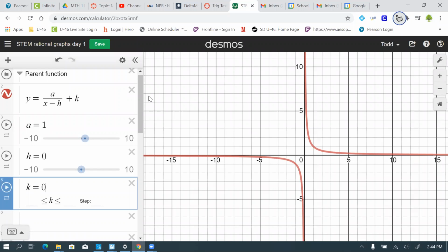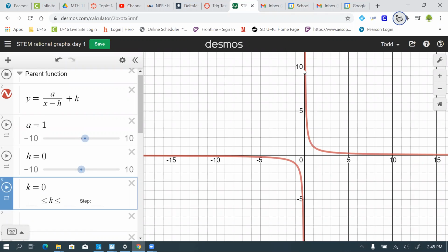Hello, everybody. So this is the continuation of yesterday's work with these graphs. All right. So we're going to set a equal to 1 and h and k are set to 0. So you see how you've got a vertical asymptote right here at x equals 0 and a horizontal asymptote here at y equals 0. H is in charge of moving left or right.